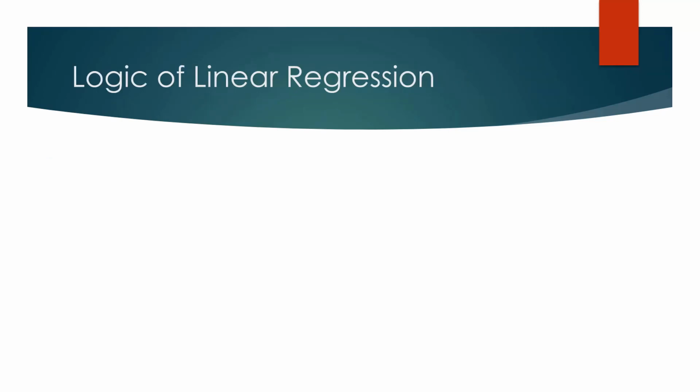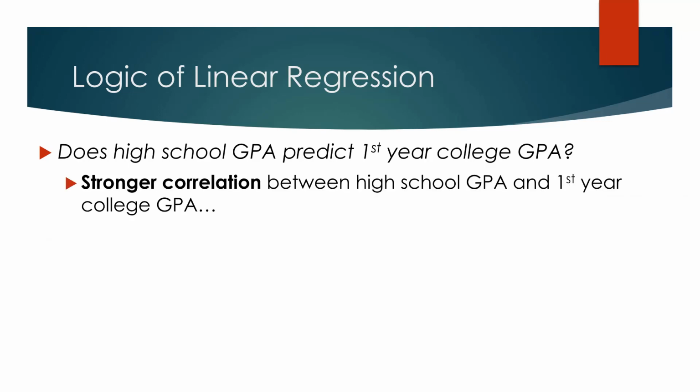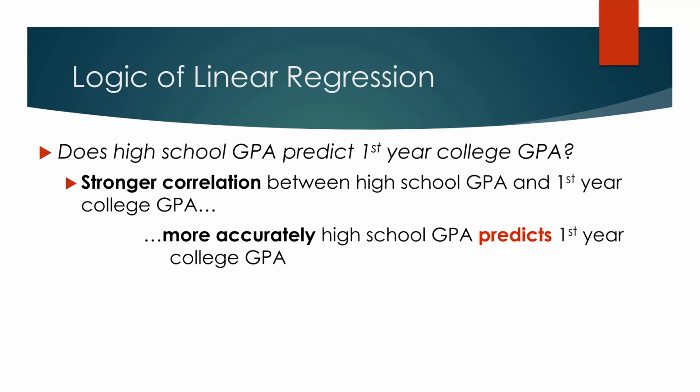Now let's walk through the logic of how linear regression is calculated. This is going to be very essential for understanding how the whole process works. Let's take this question to guide our thinking. Does high school GPA predict first-year college GPA? What we know from regression is that a stronger correlation between high school GPA and first-year college GPA would lead to a more accurate prediction. So the closer we see that those two things are related, the more accurately we can take high school GPA and predict first-year college GPA.